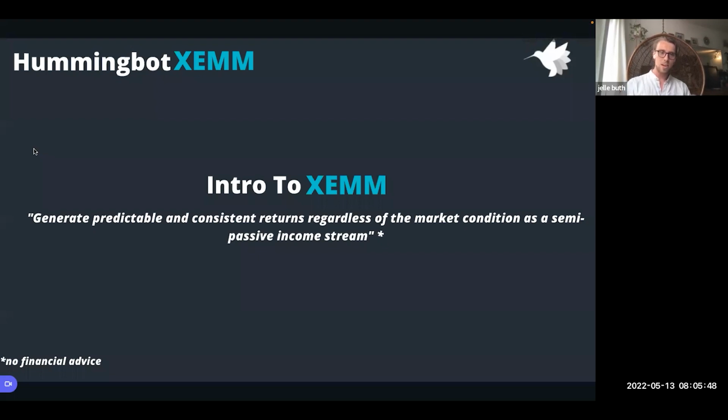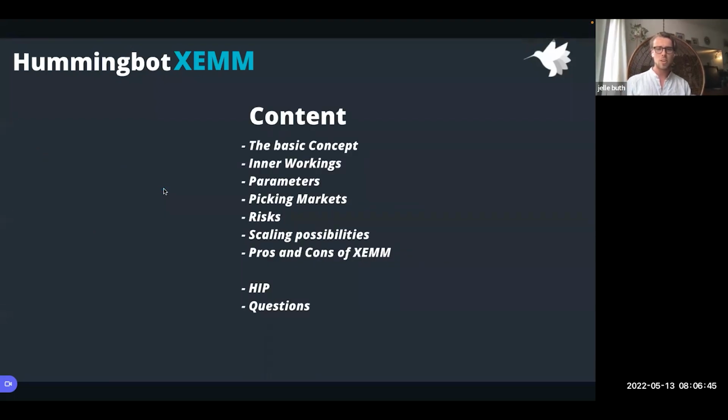So that being said, we're going to talk a little bit about the basic concept again, then the inner workings of how it works behind the screen in the code. Then some parameters, how you set them, picking markets. I think these are the two most important things of today: how you pick the right markets and how you set up the bot. But of course, it's also important to understand how it works. Then the main risks, scaling possibilities, then we'll end up with the pros and cons of cross-exchange market making.